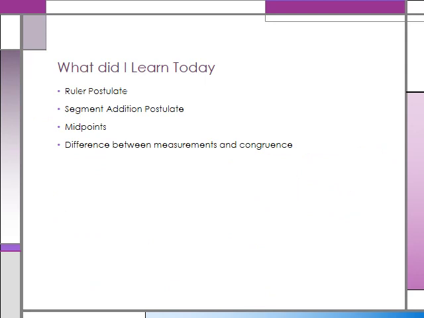So today you learned about the ruler postulate, the segment addition postulate, midpoints, bisectors, and you have to know the difference between measurements and congruence. I will be marking things wrong on your quiz if you don't use them correctly.